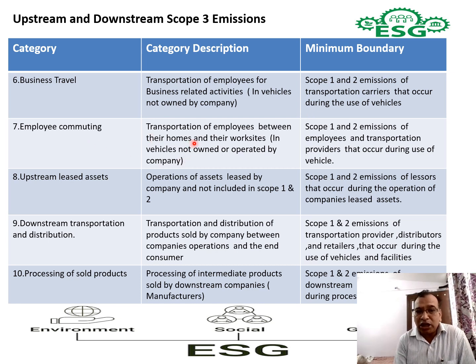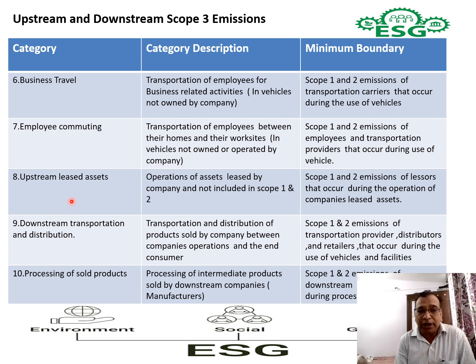Then employee commuting. This is the transportation of employees between their homes and their work sites in vehicles not owned or operated by the company. In scope 1 and 2 we have included only the emissions of company-owned vehicles, but outsourced vehicles have to be captured under this employee commuting category.